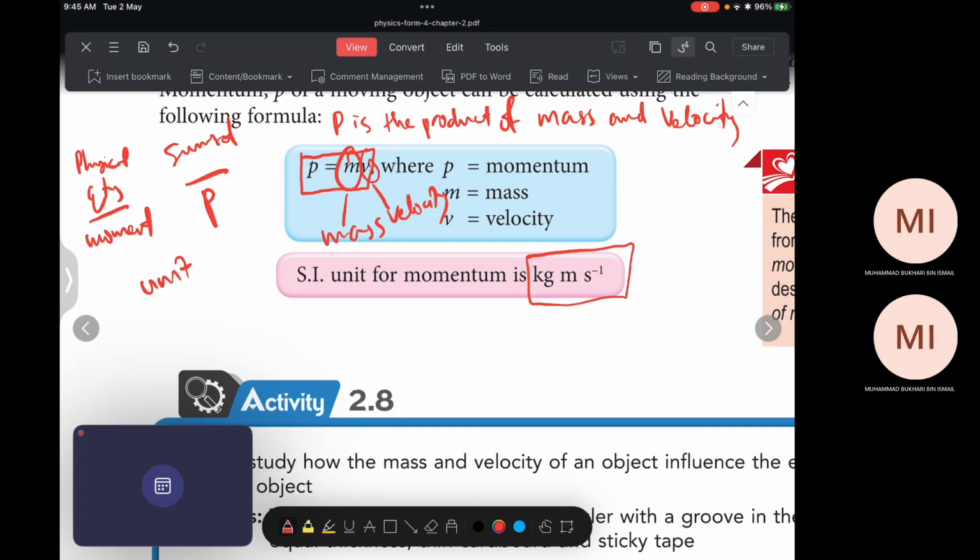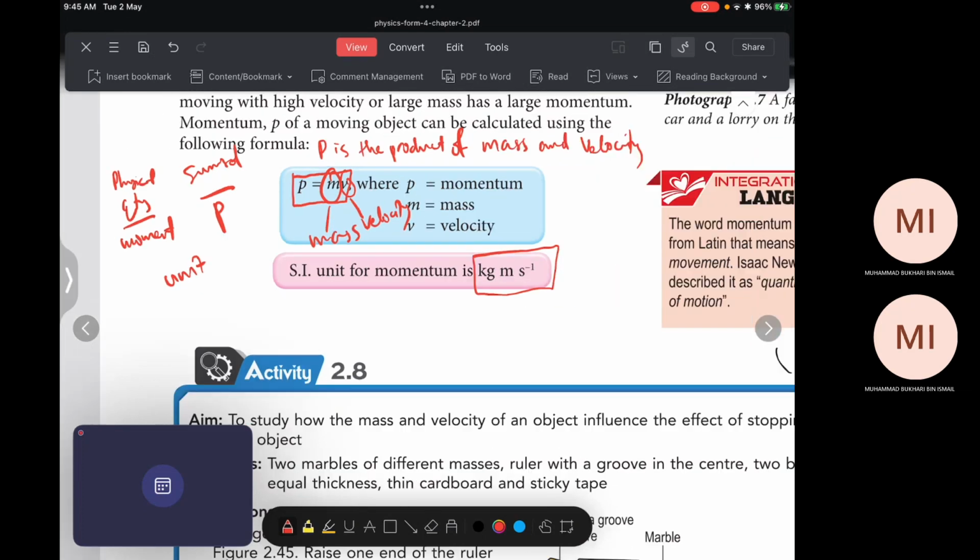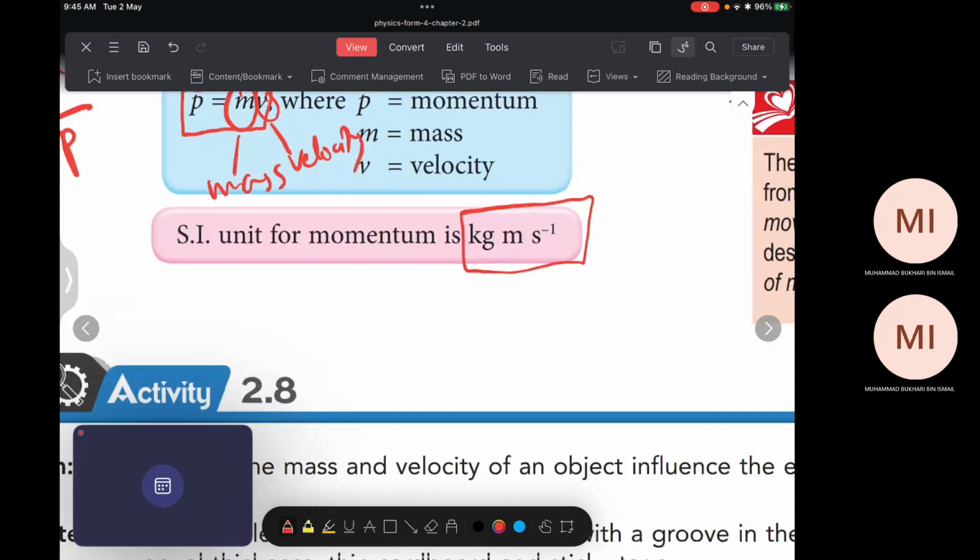Okay, everybody, say it loudly. Momentum is. Okay, semua sekali lagi kuat. Sampai semua orang bangun. Lagi sekali. Mass and velocity. Boleh ingat tak? Can you remember this? Okay, P equals mv.